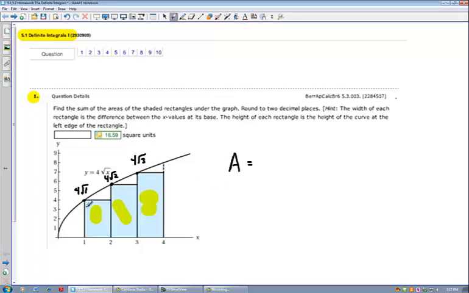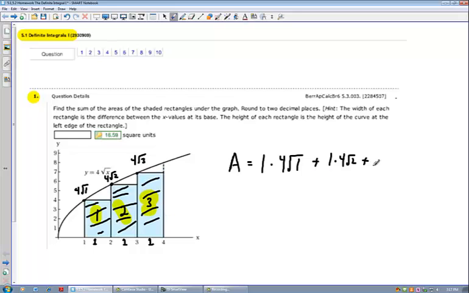And so the area of this first rectangle, number 1 rectangle, number 2 rectangle, number 3 rectangle, is going to be the length times the height. So the length here is just 1. Notice the length for each of these is just 1. And so it's going to be 1 times 4 root 1, which is just really 4, plus the area of the next rectangle, which is 1 times 4 root 2, plus the area of the third rectangle, which is 1 times 4 root 3.